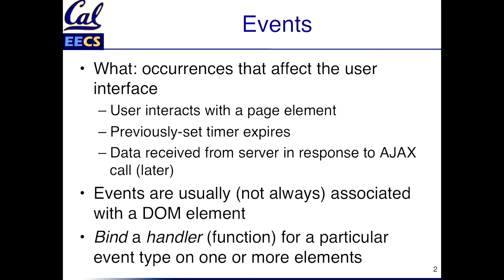In other cases, like a timer expiring, the expiration of the timer may not necessarily be associated with any specific element. So the idea with the events that are associated with elements is that we can bind a JavaScript function that we write, often called an event handler, to a particular event type on a particular element. So clicking on a button or hovering over a particular region of the screen would be examples of events defined on elements, and we can write JavaScript code that gets control when those things happen.